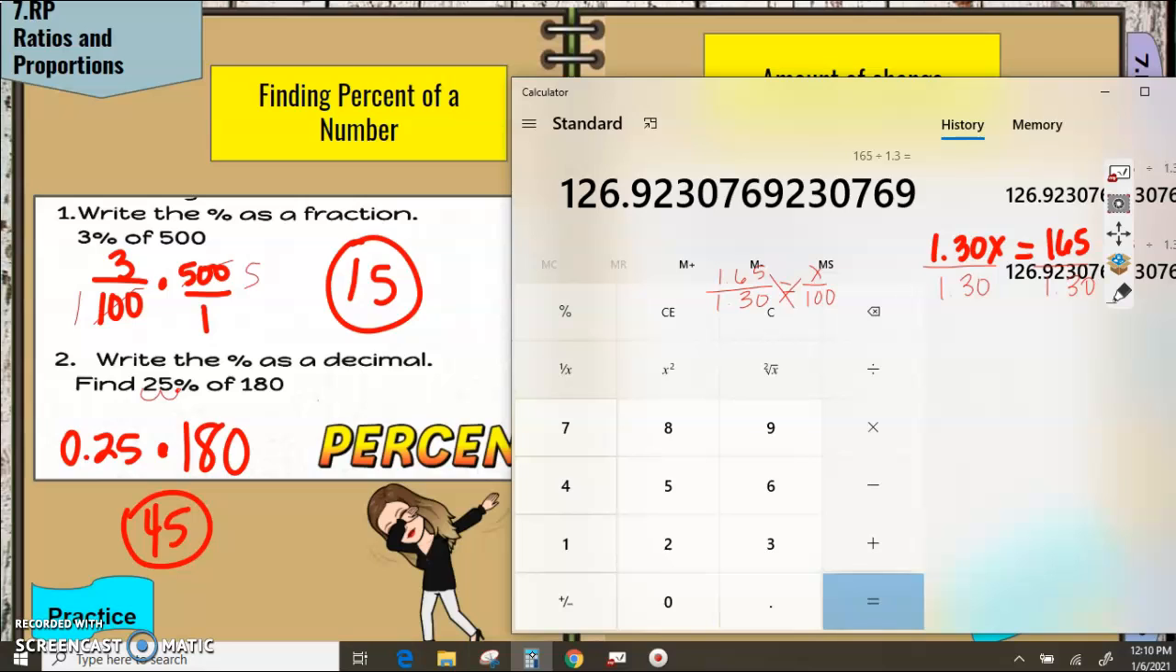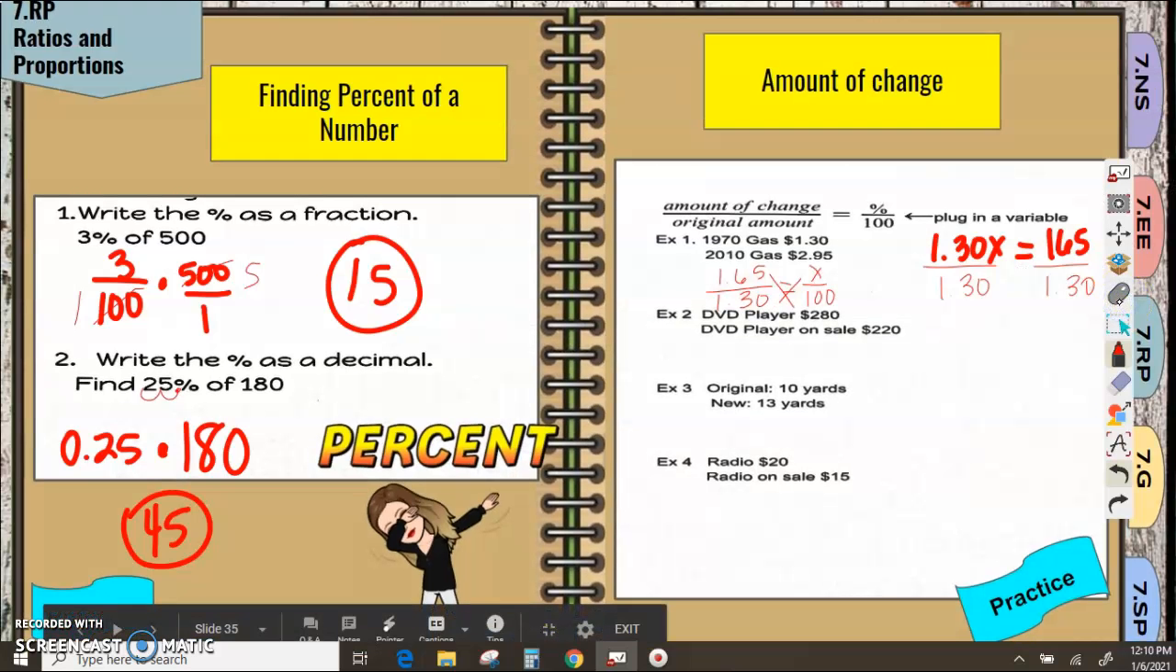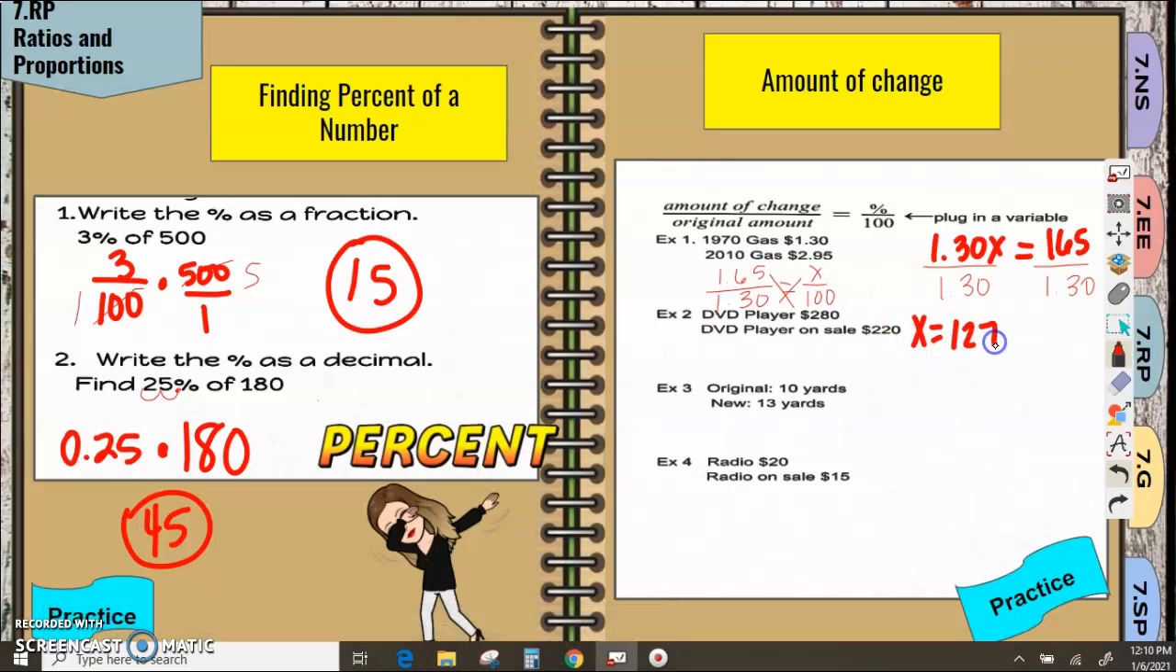So for the purpose of this, I'm just going to round it to the nearest whole number. So it's going to be about 127. The unit is percent because I was solving for percent. And now we need to determine, is this an increase or a decrease? So if your original price goes up to the new number, that's an increase. And if it goes down, that's a decrease. So for this problem, that's 127% increase.